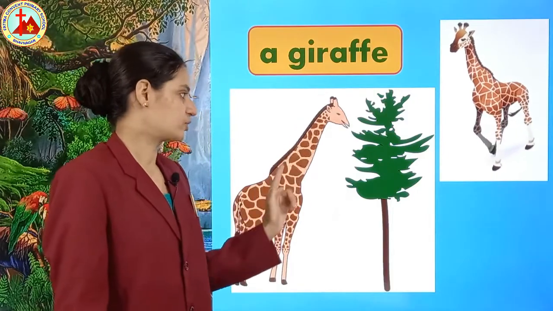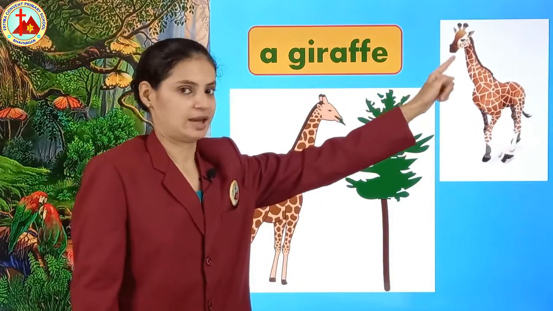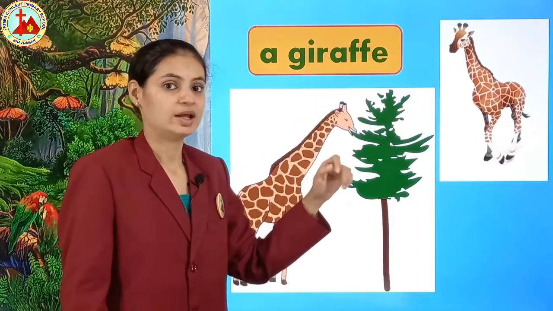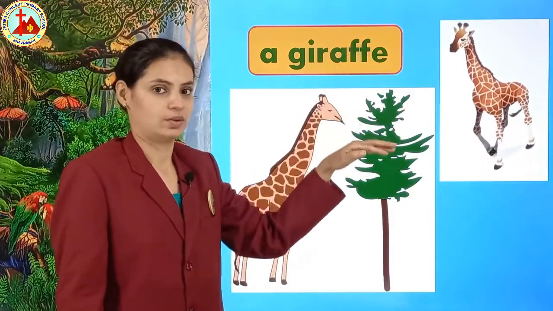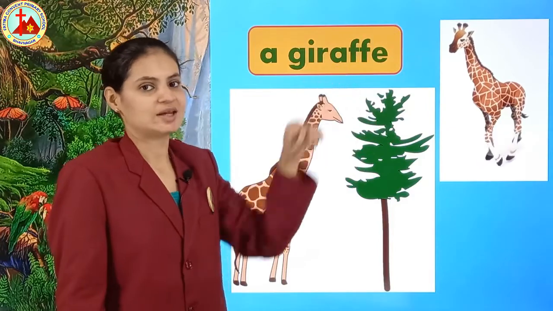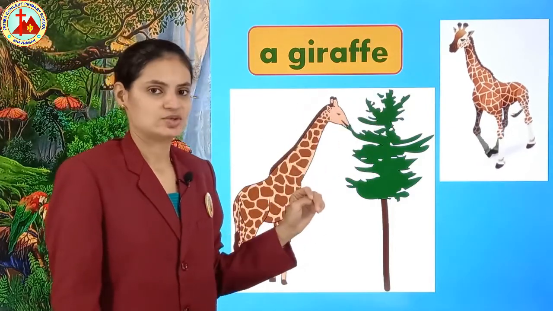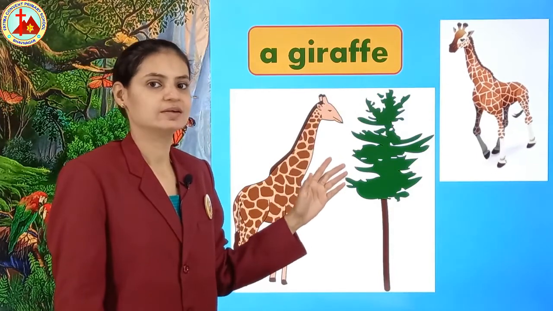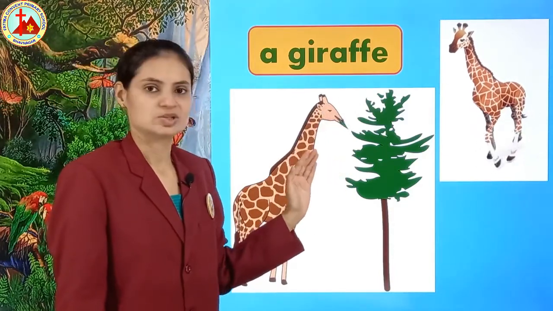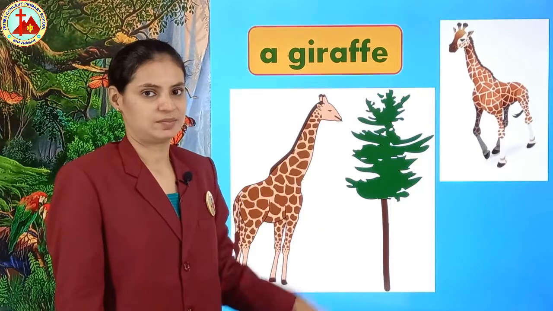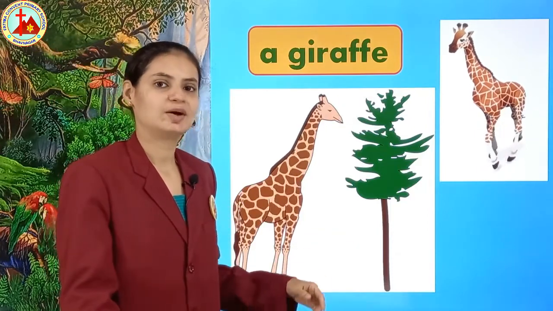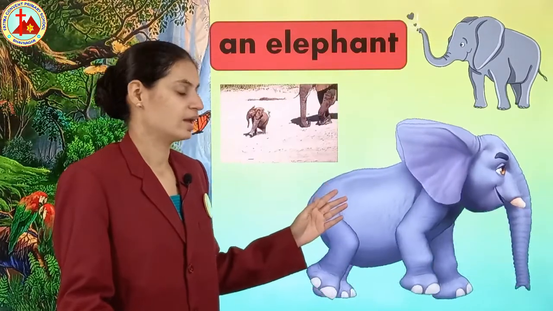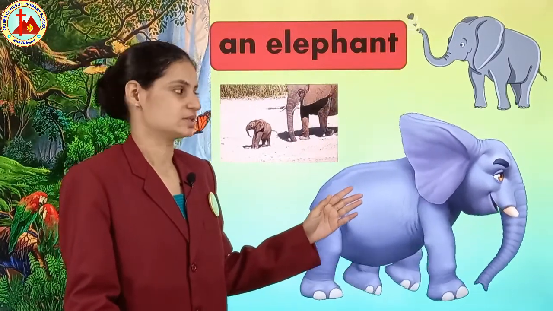See the neck of giraffe. Here also you can see the neck of the giraffe. The neck of the giraffe is very long. So it is the tallest animal. And giraffe likes to eat leaves, fruits and nuts. So giraffe is the tallest animal. Which is the tallest animal? Giraffe. The next animal is an elephant.